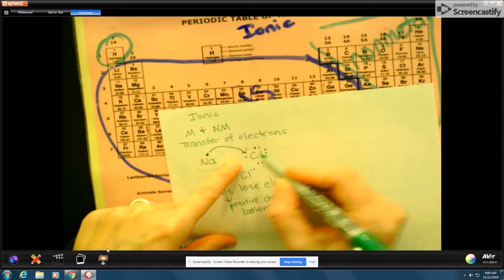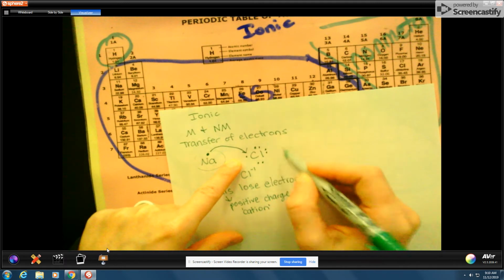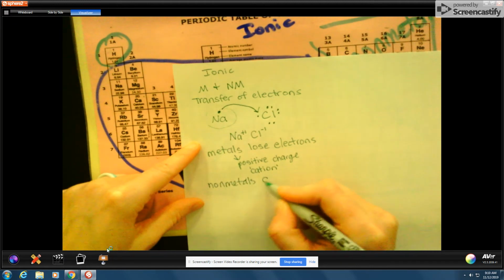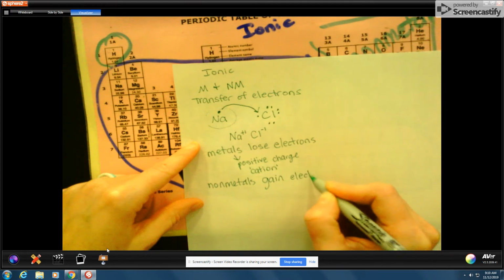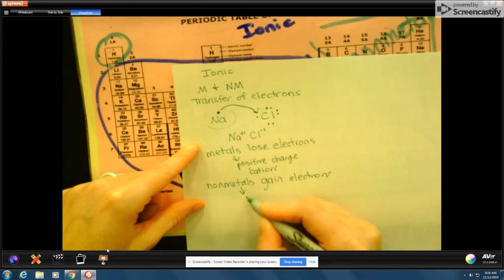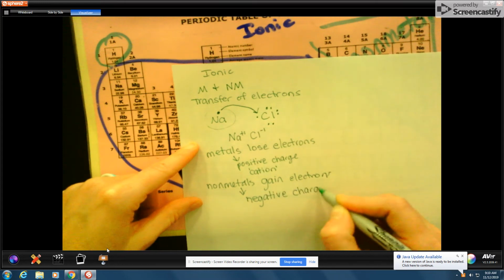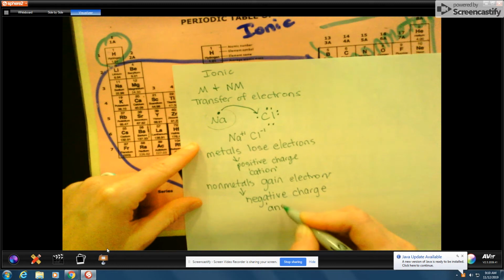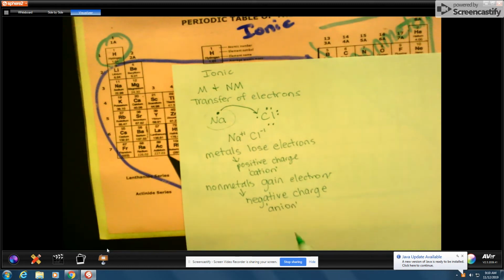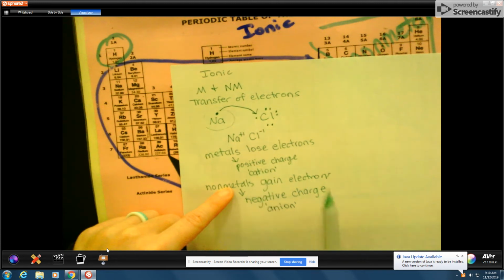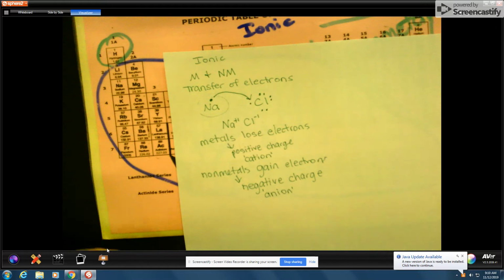The nonmetals always gain the electron. So Cl is modeling this for you. Nonmetals gain electrons. When they gain electrons, they're gaining something negative. So they're going to become negative and have that negative charge. These are called anions. One quick way to remember the difference is that cation has that positive T looking in there, so it has a positive charge. Anion looks like an onion. When you cut an onion, it can make you cry. That's negative. So these are the characteristics of ionics that you need to know.